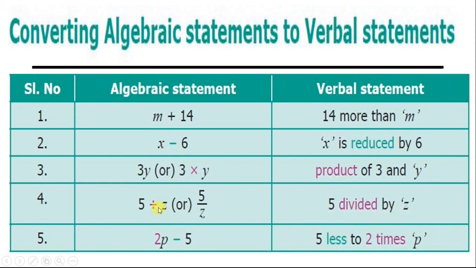Next we go for the next statement here: 2p minus 5. Here 2 and p are multiplied, it is 2 times p, and it is minus 5. So we write this as 5 less than 2 times p. So you remember this. Now we go for the next: some exercises that we are going to answer now.